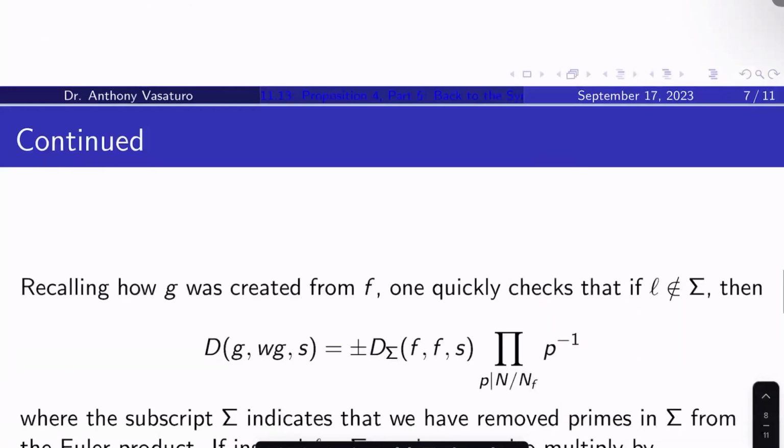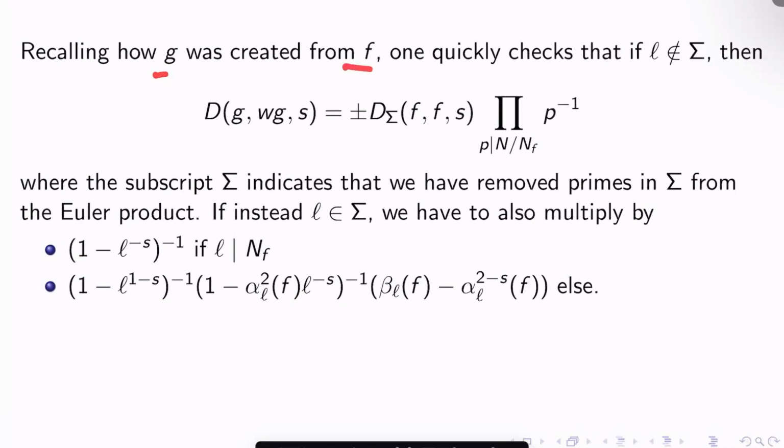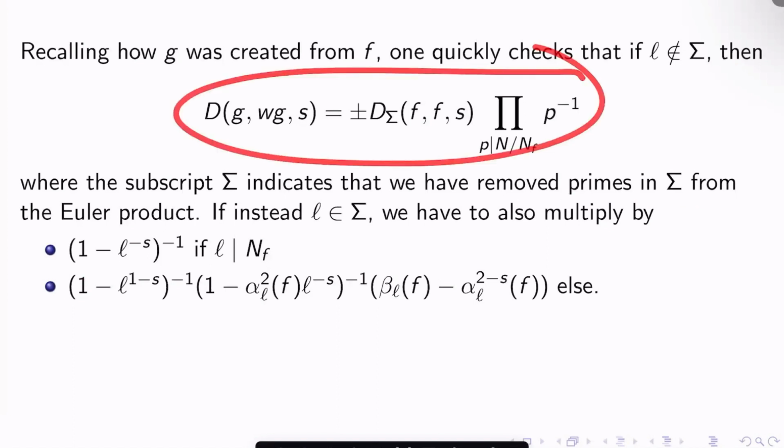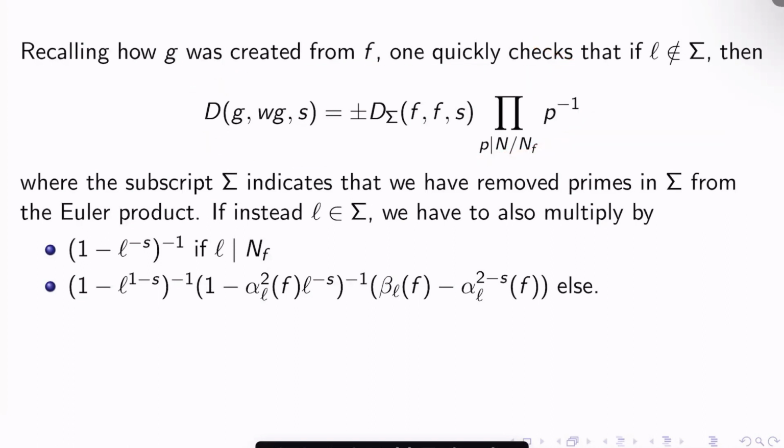Okay. If you then go back and look at how G was created from F, you can quickly check that if the given prime L is not in sigma, then d of G WGS is nothing but plus or minus d sub sigma FFS times the product of all primes P dividing n over nf of P inverse, where what is this d sub sigma here? The subscript sigma indicates we've removed primes in sigma, where we've removed the factors in sigma from the Euler product. That's all. Okay, so this is a kind of an unwinding definitions check again. What happens if L is in sigma?